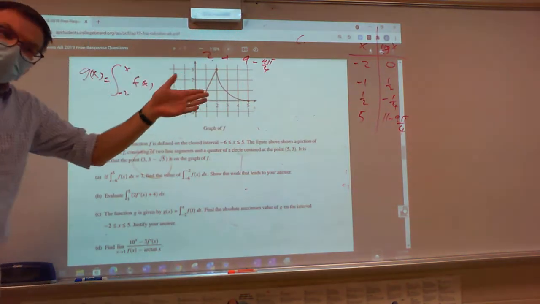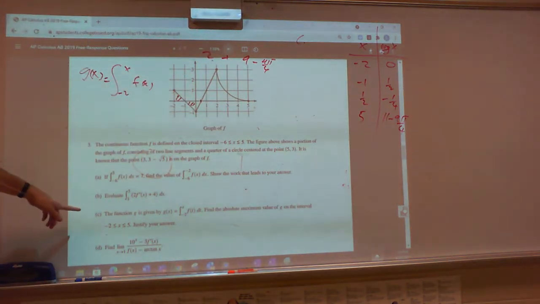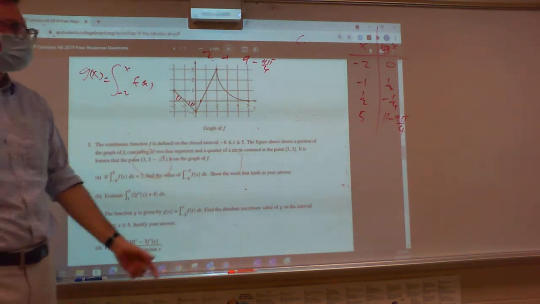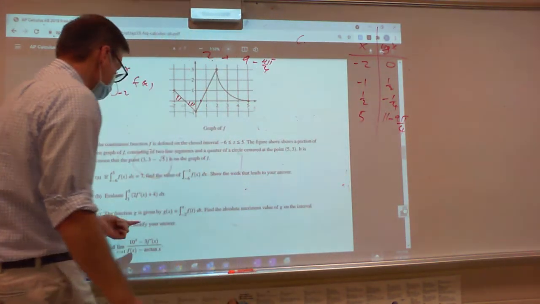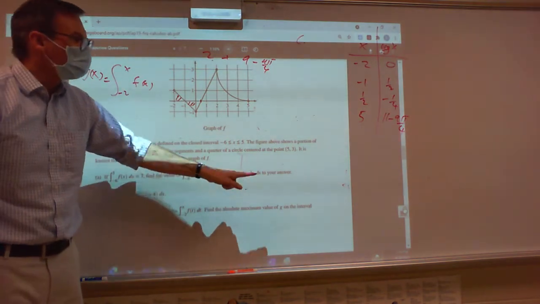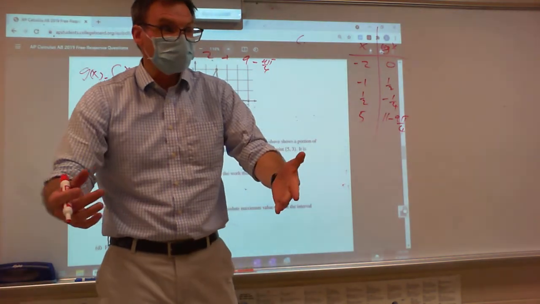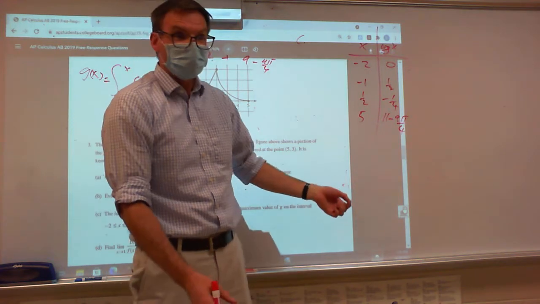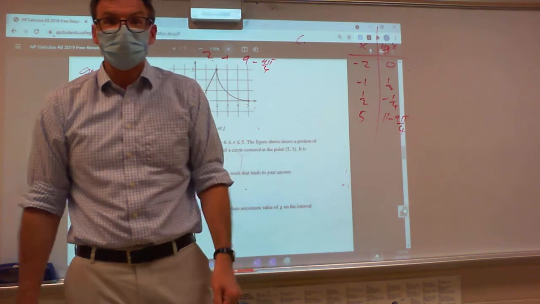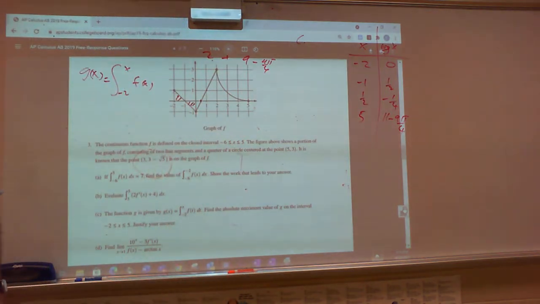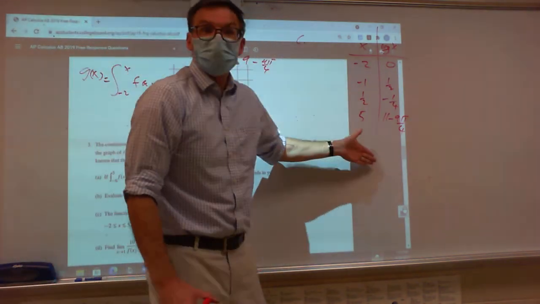And now with this chart, which one is the absolute maximum? What's our biggest value? G of 5, or 11 minus 9 pi over 4. Notice it asked, find the absolute maximum value. They didn't ask when did you attain your absolute max value. They said what is your absolute max value? So it's this. Your justification is this chart. All right? When they ask for absolute max or absolute min, they want a chart for the justification.